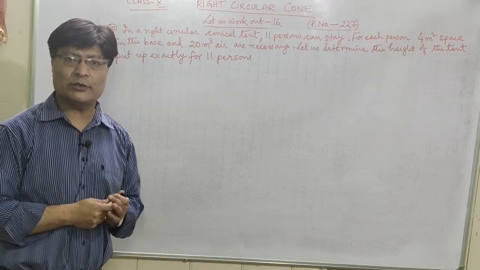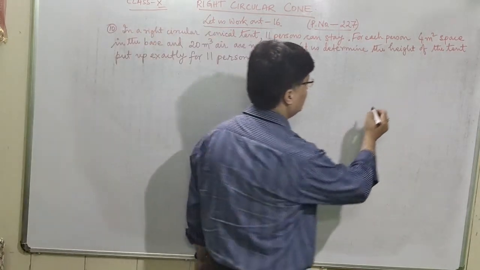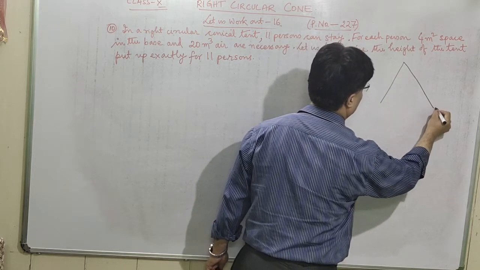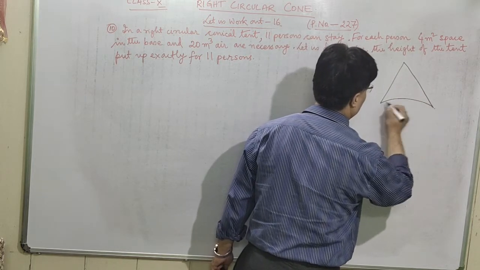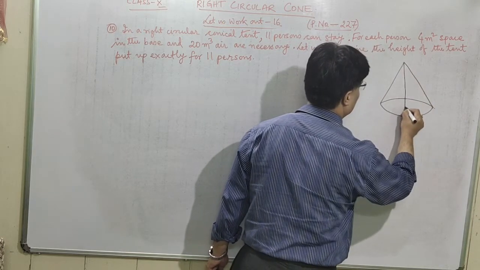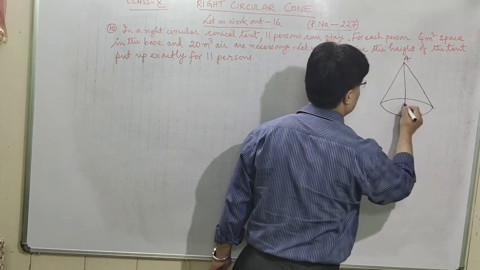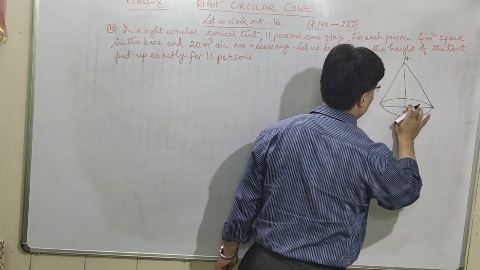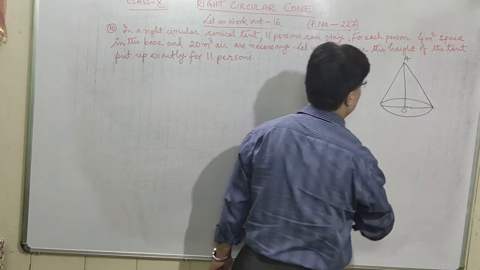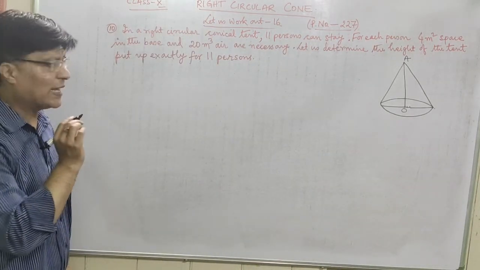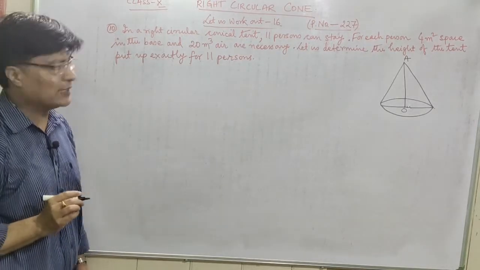So I think you have understood the question. Okay, so this is a conical tent, right? So this is a conical tent and this is the height of the conical tent, that is AO. And you know that this is the base diameter. This is the base diameter of the conical tent. Okay, now 11 persons can stay in this conical tent.